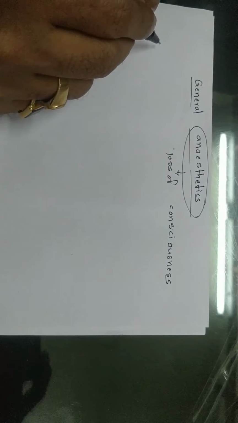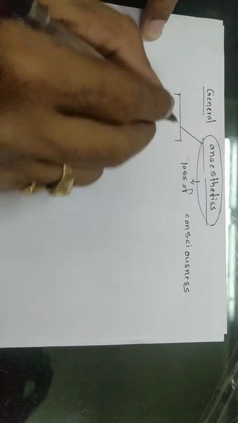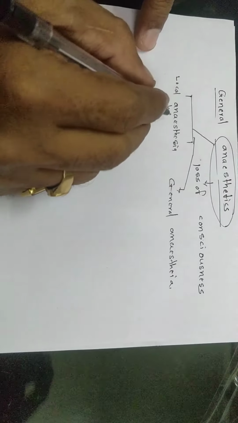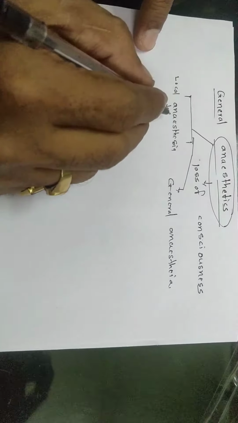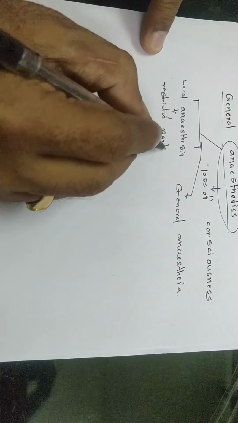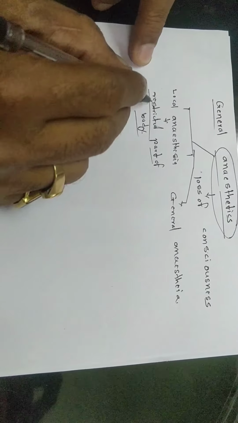Anesthesia may be divided into two parts: local anesthesia and general anesthesia. Local anesthesia is a reversible loss applied to a restricted part of the body. Restricted part of the body, and reversible, or you regain sensation.